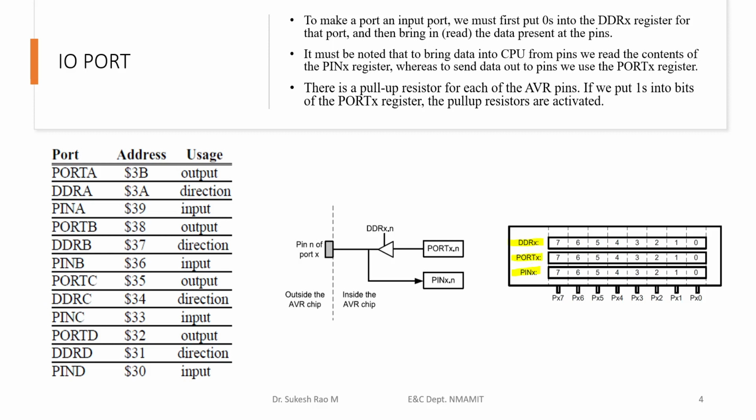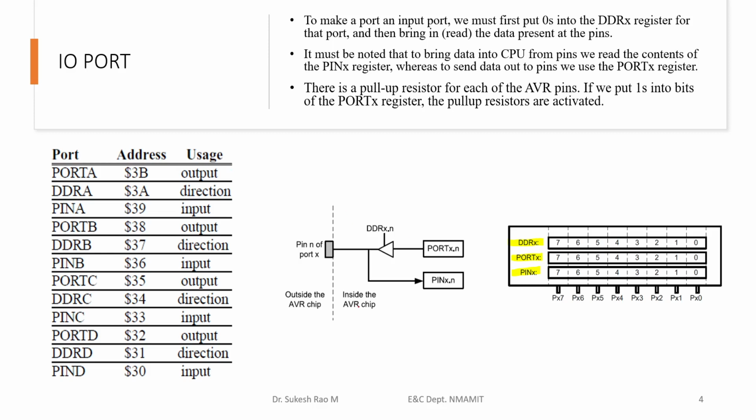So for port A, there are 3 registers associated with this. DDRA will decide the direction, PORTA decides the output value, and PINA decides the input value.